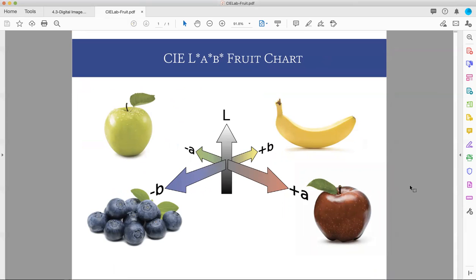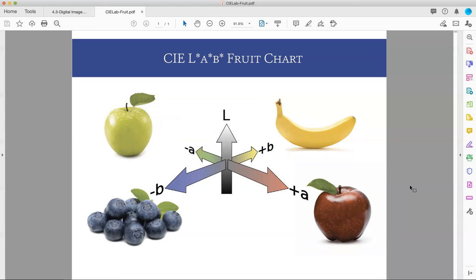It's not exactly my version. Hat tip to Don Hutch from ID Alliance and Hutch Color, who came up with this as a part of his G7 training that I've gone through. So again, you don't need a whole lot of help remembering positive or negative L. L is 0 to 100. 0 is black, 100 is white. And that's how bright or dark the color is.